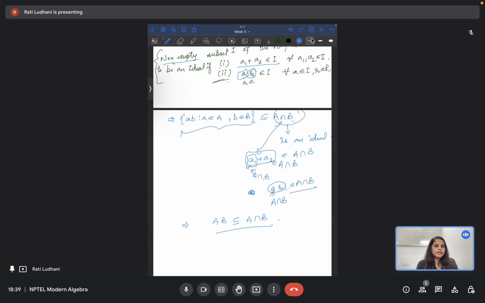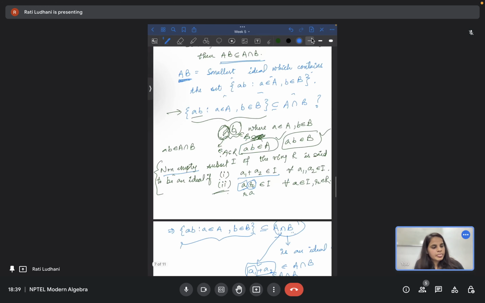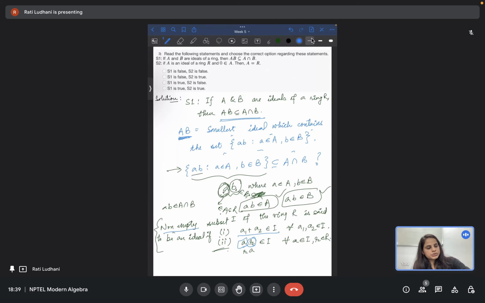It cannot go beyond A intersection B, because A intersection B is itself an ideal. It could be smaller than that, or it could be equal to A intersection B. It can never go beyond that. So that is your thing. Very good. So this S1 is true. So this one is correct.